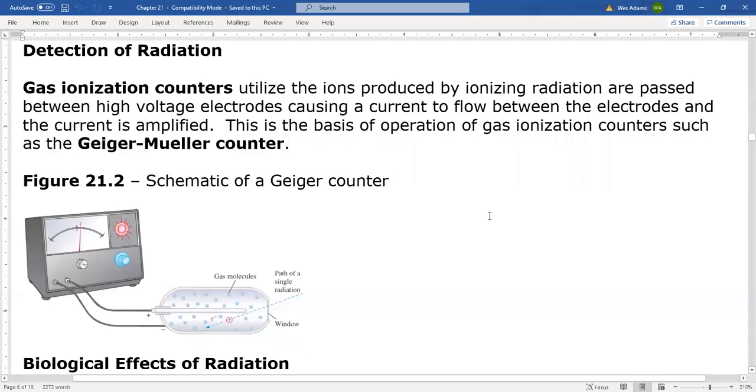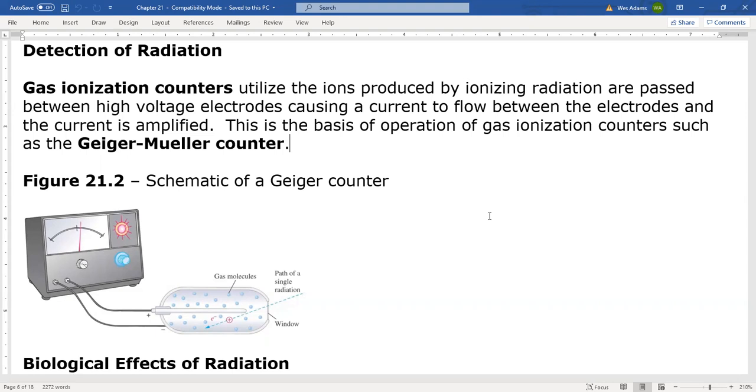All right, let's talk a little bit about detection of radiation and its biological effects. A lot of times we use gas ionization counters to detect radiation. The gas goes into the wand where you have an inert gas. That gas is then ionized and therefore is attracted towards electrical electrodes, which cause a change in the electricity. That change in the electricity is measured as a count of a radioactive particle.